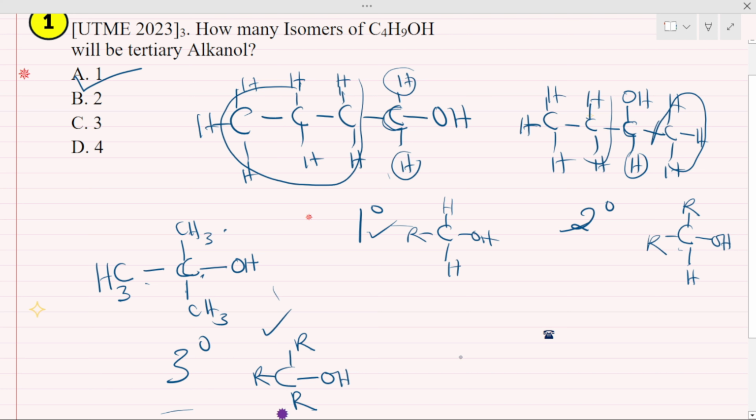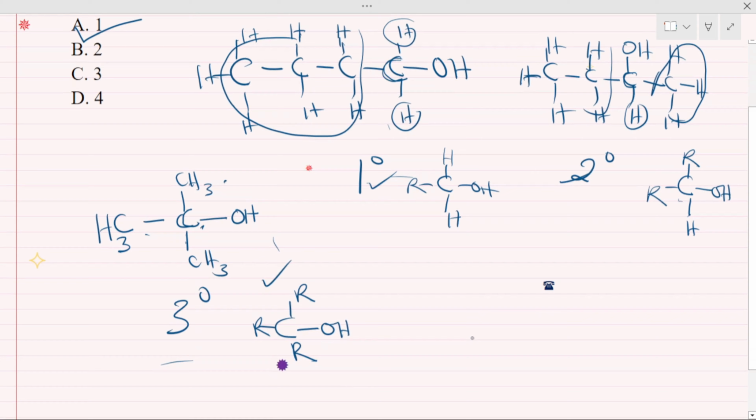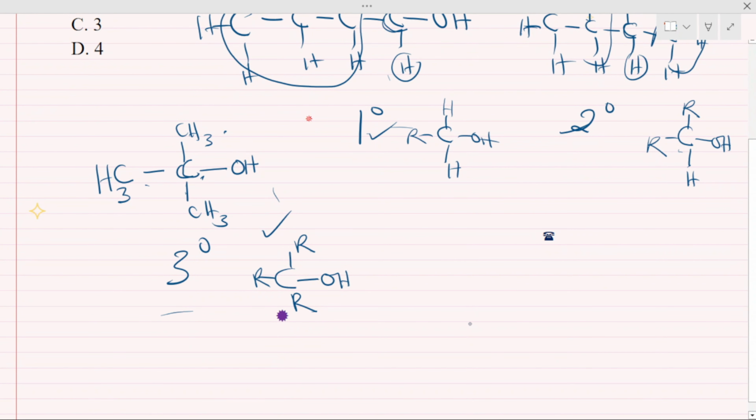In other words, when you are dealing with alkanol, in terms of primary, secondary, and tertiary, what is important is the carbon that is connected with the OH. So if around it you have 2 hydrogen and 1 R, it is primary. If around that carbon you have 1 hydrogen and 2 R, it is secondary. For tertiary, around the carbon we have 3 R. That's tertiary.